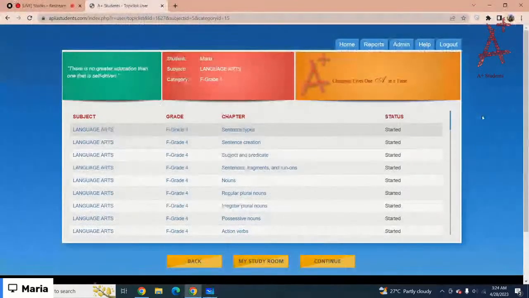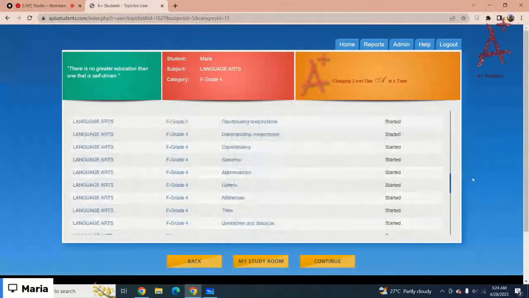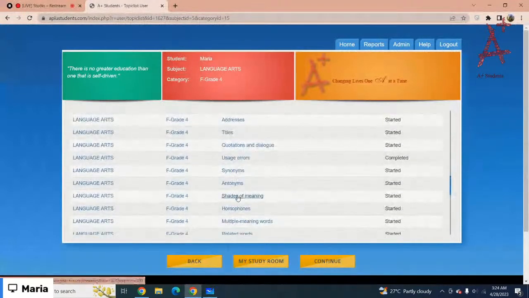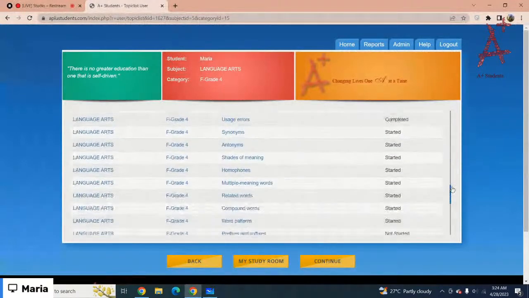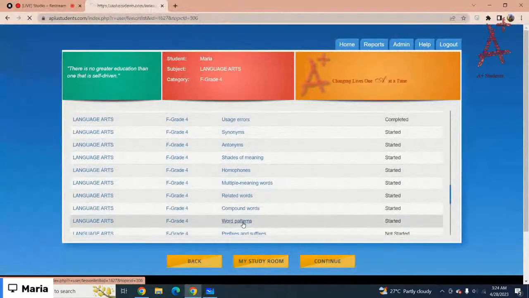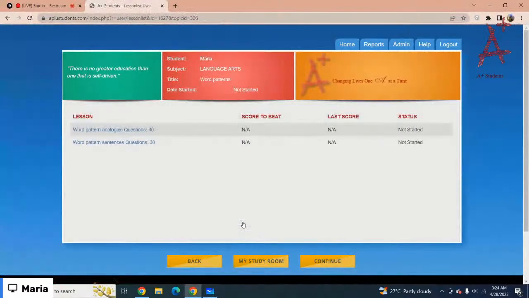And the new chapter is word patterns. Here is the new chapter. Word patterns. Let's just start with the first lesson, that is word pattern analogies. We're going to learn what are the word pattern analogies. So let's just start with the lesson.